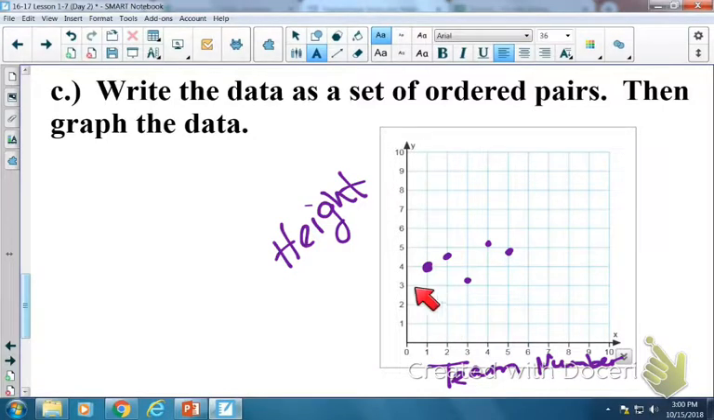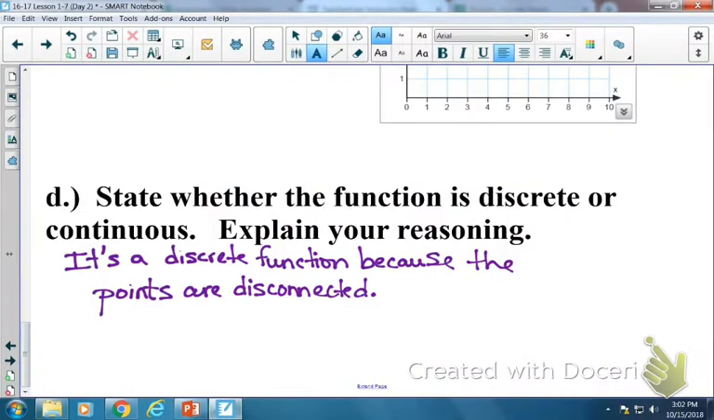The last question says, okay, is this discrete or continuous, and explain why. And what we're looking at is discrete because they're disconnected. They're not connected with a line, and there's no reason to connect them with a line. It wouldn't make sense since teams are separated. So one way to explain it, it's a discrete function because the points are disconnected.